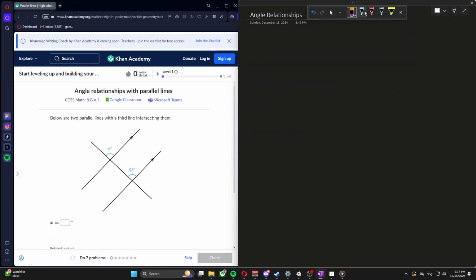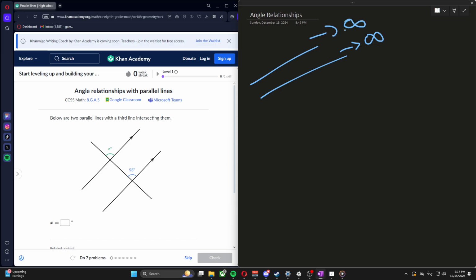Okay, welcome back. We are going to be doing angle relationships. In this video, we're just going to be going over parallel lines. When you have parallel lines, that means that the two lines will never intersect, which means they have the same exact slope, no matter how far they go. This could be going on for infinity.